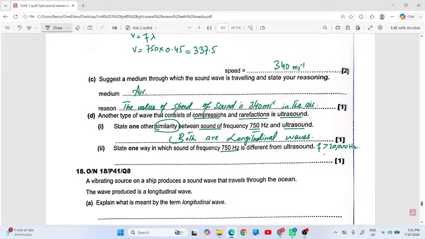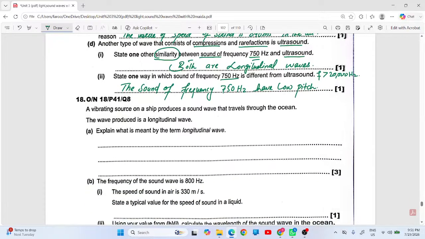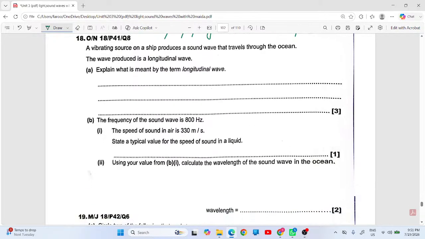So we will write: sound of frequency 750 Hz has low pitch. The sound of frequency 750 Hz is low pitch.